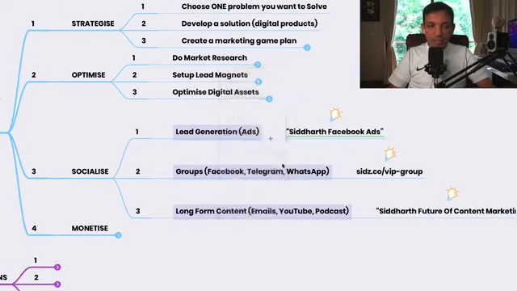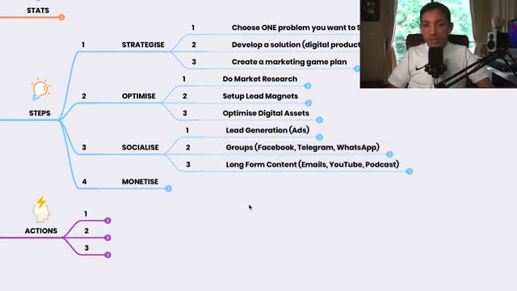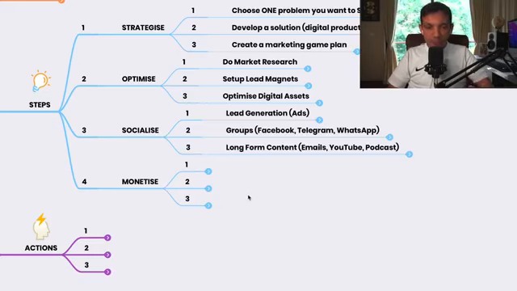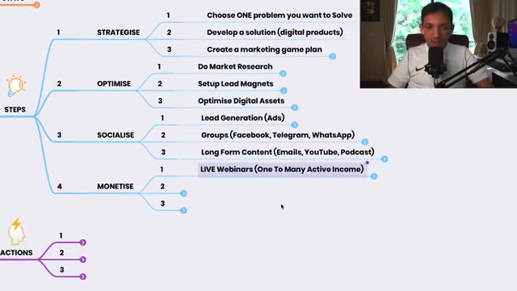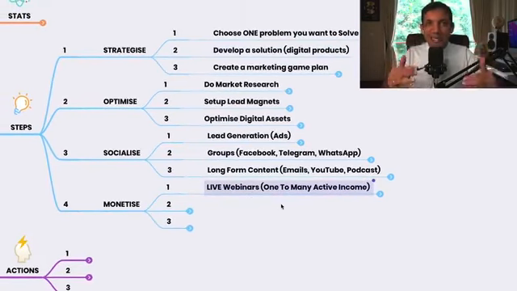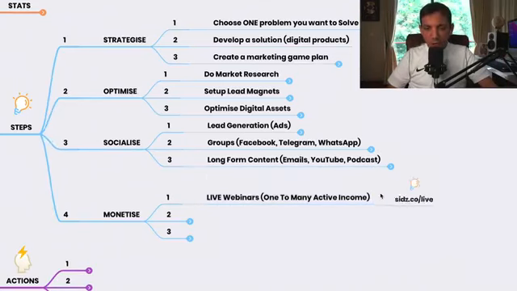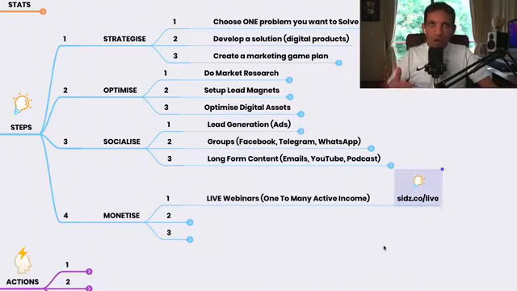So we've covered strategize, optimize, socialize, and finally we come to monetization. When it comes to monetization, again, I have 3 ideas for you. The first idea is live webinars. You have to first build active income. You need to first perfect your active income process, a one-to-many active income process through live webinars, to really understand how it works. In fact, I would recommend that you attend my live webinar to understand what my process is.